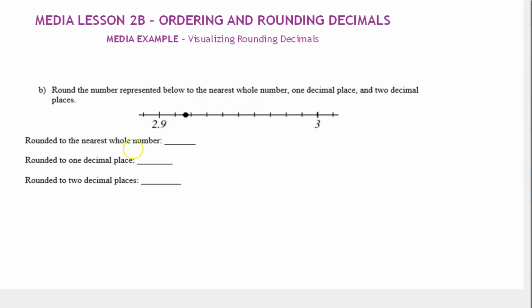We want to start with round to the nearest whole number. Well, I see a whole number on here. It's 3. 2, looking at this scaling, this is 0.1, 2.8 would probably be somewhere here. So 2 is pretty far away. We can't even see it on this diagram. So the nearest whole number would be the closest one, which is 3.